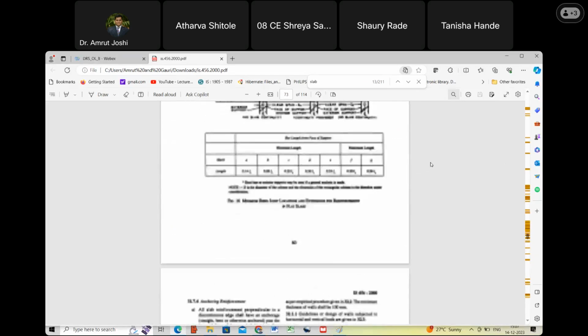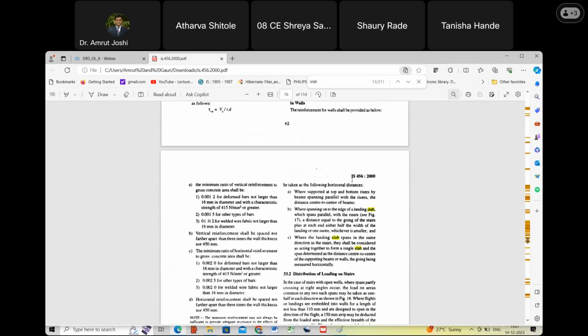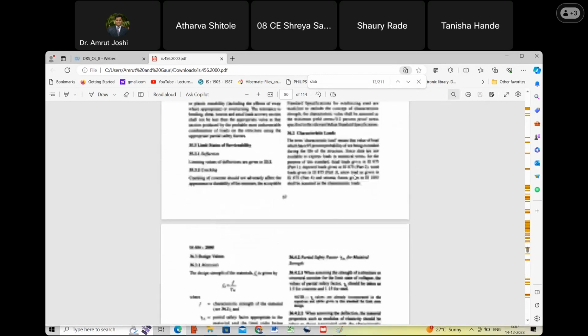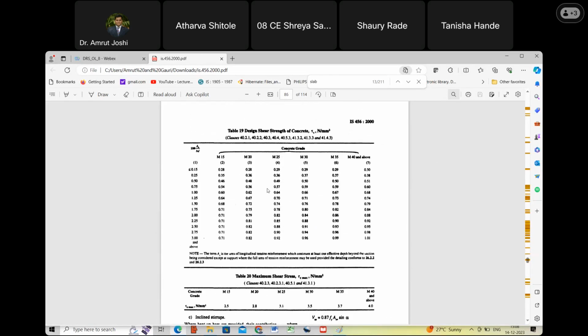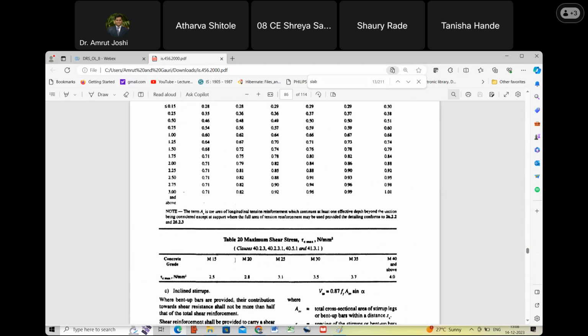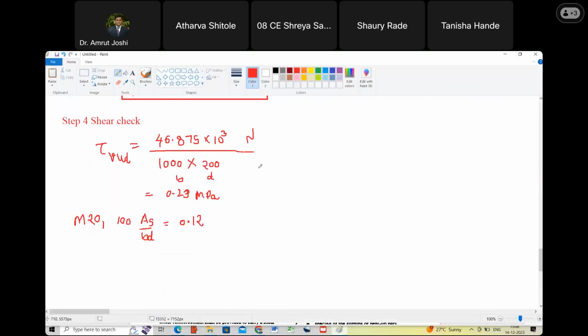अरे 56 कैसे आया? These are the tables. Are you able to see the tables? Yes, sir. So we are going to refer first to table number 20. So from table number 20 for M20 grade, what is tau C max? That is 2.8. For M20, tau C max is 2.8 MPa.